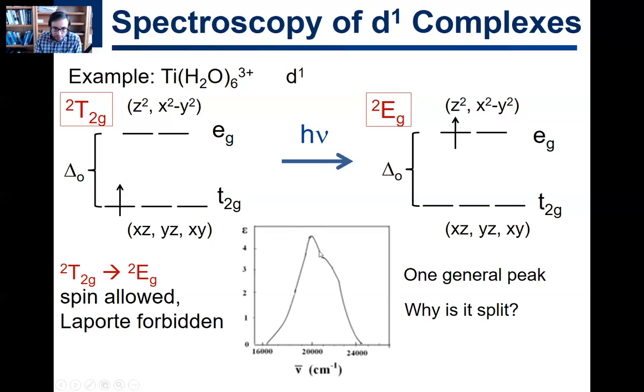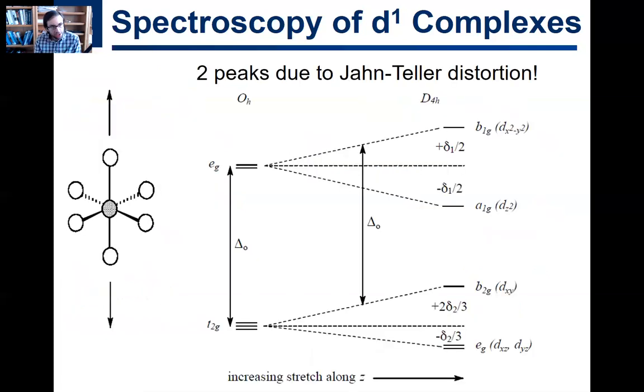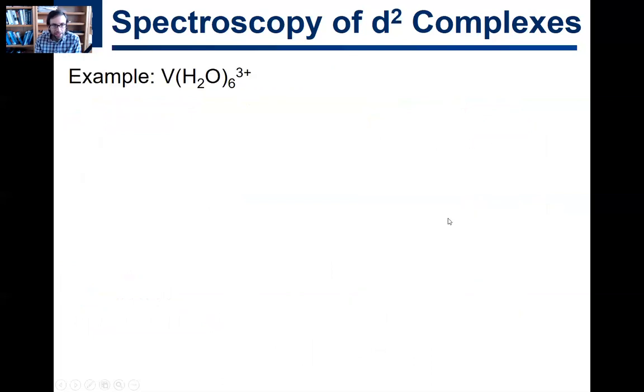Now you'll notice this is split, right? There's actually 2 peaks here that are very close together. Why is that? Jahn-Teller distortion. D1 complexes are triply degenerate, and so there's going to be some Jahn-Teller distortions. That's going to give rise to 2 different states that we can access here in the EG, okay? So that seems pretty simple.